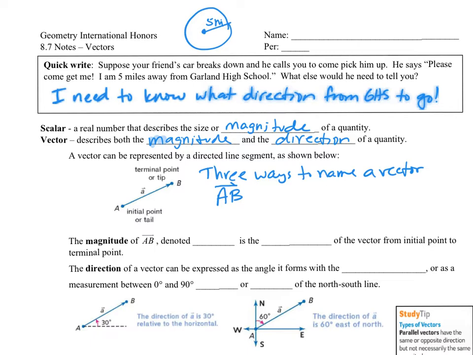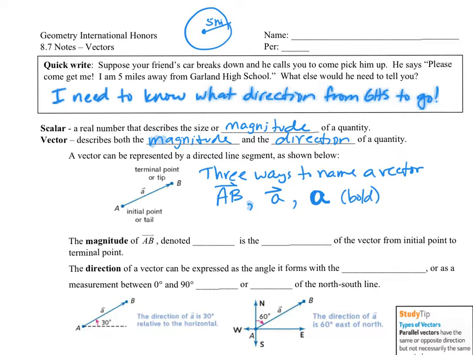So one way we name a vector is initial point and terminal point in that order, and then the vector symbol over the top. A second way we name a vector is we name it with a lowercase letter with a vector symbol over the top. Okay, kind of like we name a line, except we use a different symbol. And then the third way we name it, which we don't use very often, you'll see it a lot in textbooks, is a bold-faced letter. I'm going to just try and make this really thick looking. Okay, that is a bold-faced letter. So that's another way that you'll see vectors named.